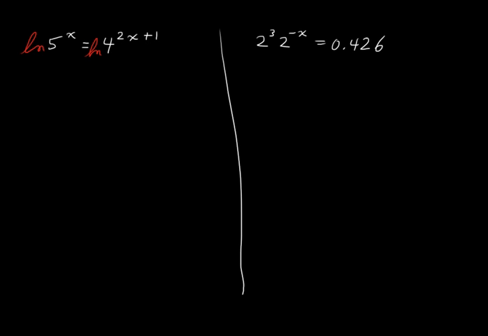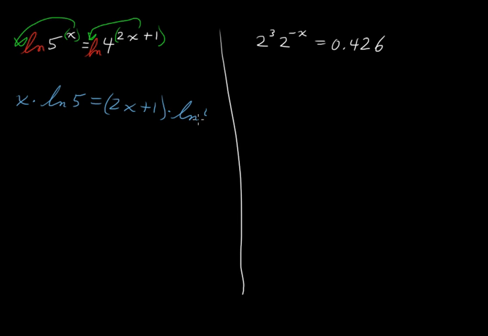Now, properties of logarithms says that we can take these exponents and put them out front. Putting them out front is really a non-mathematical way of saying that, but we're taking that exponent and multiplying it by the natural log of 5 here. So let's rewrite that. Now we have x times the natural log of 5 equals (2x+1) times the natural log of 4. Now, the natural log of 5 and the natural log of 4 are just real numbers.